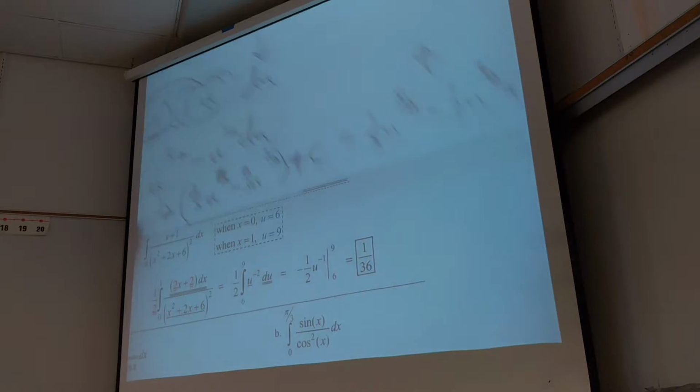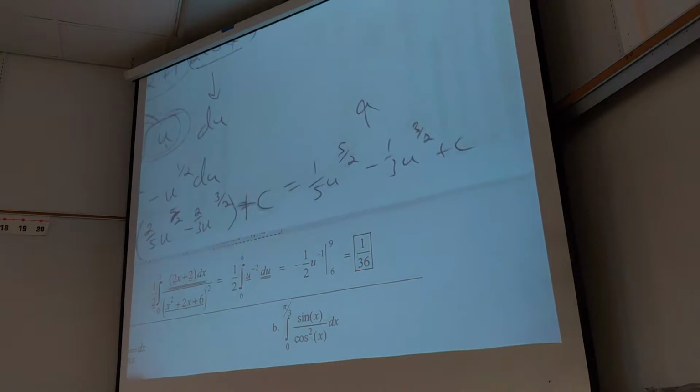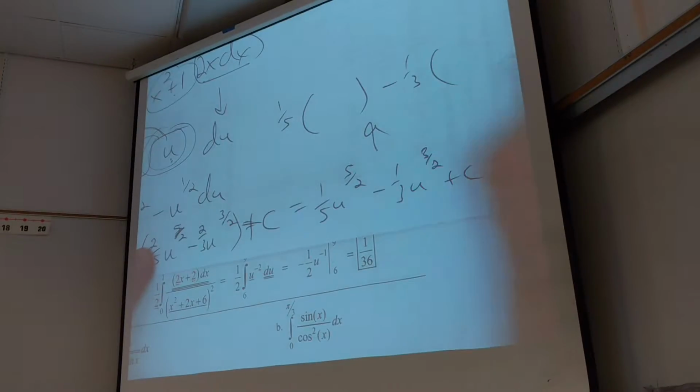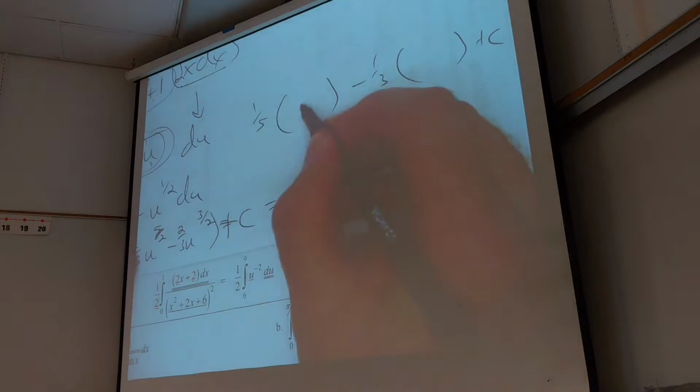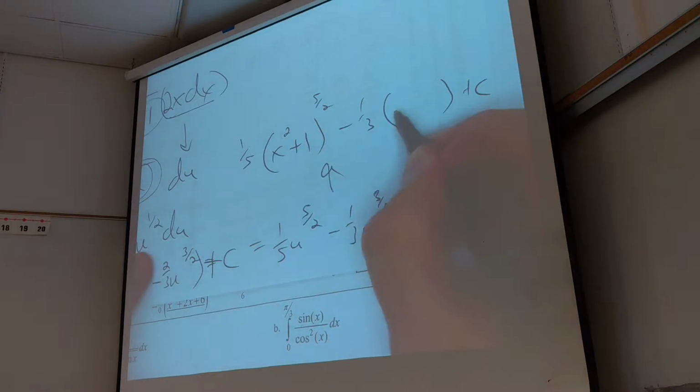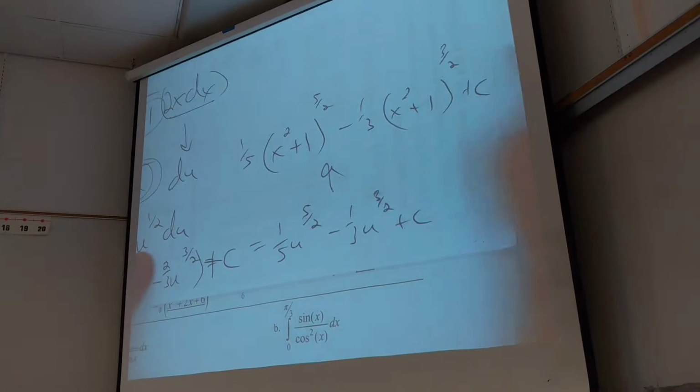And then finally, what was u? x squared plus 1. So it's 1/5 times x squared plus 1 to the 5/2, minus 1/3 times x squared plus 1 to the 3/2. There.